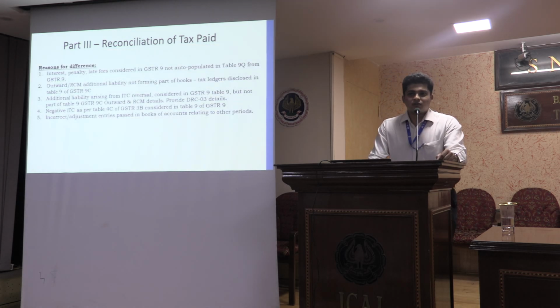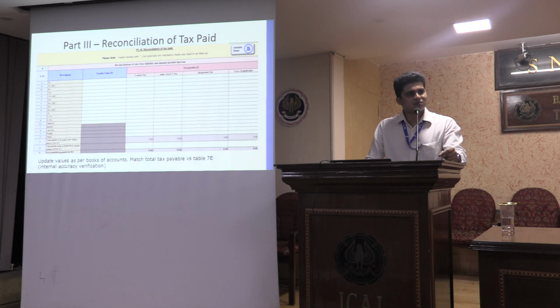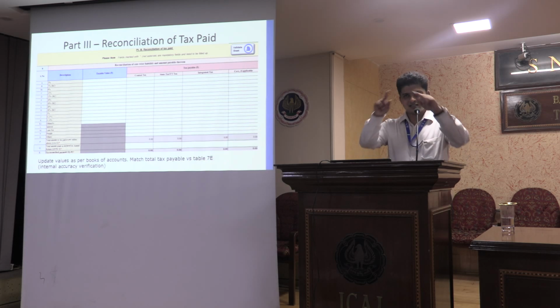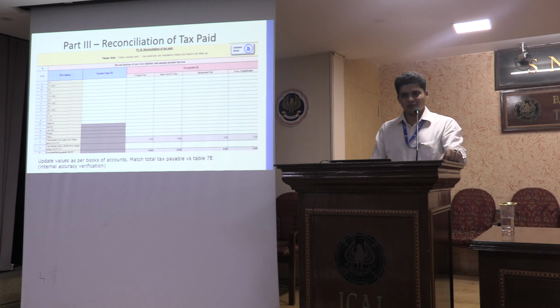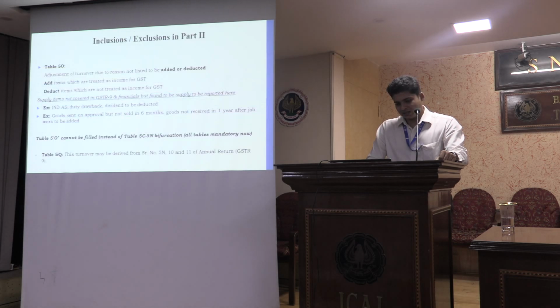So, what are the reasons for variance in this table? So, we have tax payable which comes out of my books of accounts. As per GSTR 9, we get data which arises as taxes which are paid. These taxes which are paid, which arise in this table, are coming from my table 9 of GSTR 9, which has the tax payable versus tax paid. That detail is getting auto-populated into this table. Here we have interest, penalty, late fees. I will just show the table.